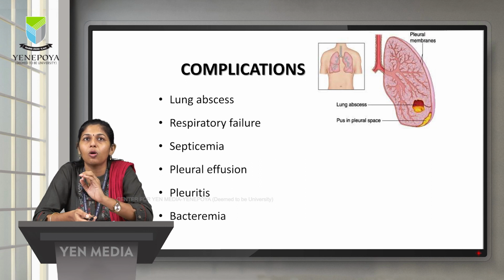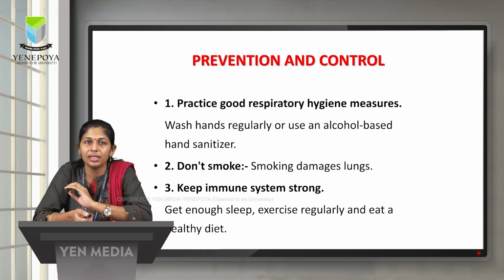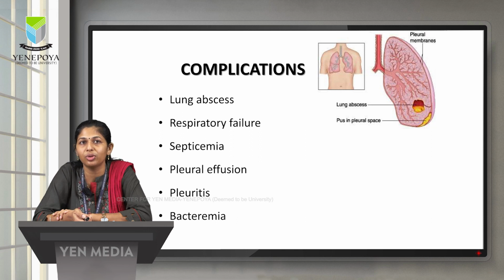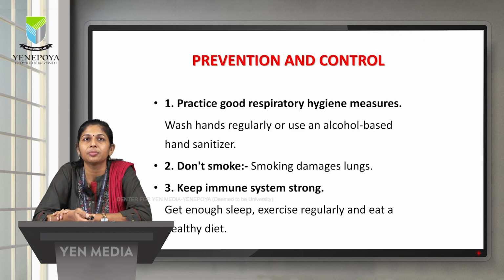So these all are the complications of pneumonia. First one is lung abscess. Second, there are chances of respiratory failure. Septicemia, that is infection in the blood. Then pleural effusion, that is nothing but accumulation of pleural fluid in the pleural cavity. Then pleuritis, that is inflammation of the pleura. Then bacteremia also can be seen in these patients.